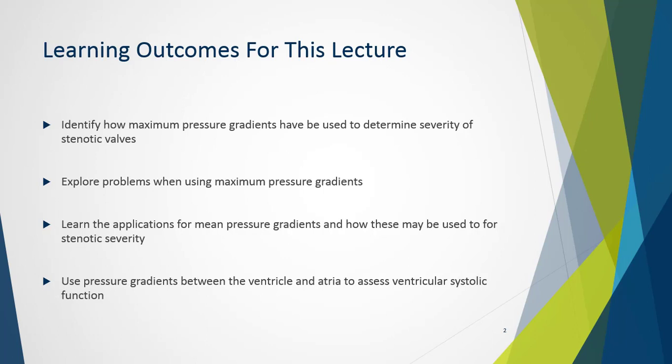So the learning outcomes for this lecture: we want to identify how maximum pressure gradients have been used to determine the severity of stenotic valves. We'll explore problems when using maximum pressure gradients, their limitations and considerations. We'll learn the applications for the measurement of mean pressure gradients and how they may be used for measuring stenotic severity. And then the use of pressure gradients between the ventricle and atria to assess ventricular systolic function.